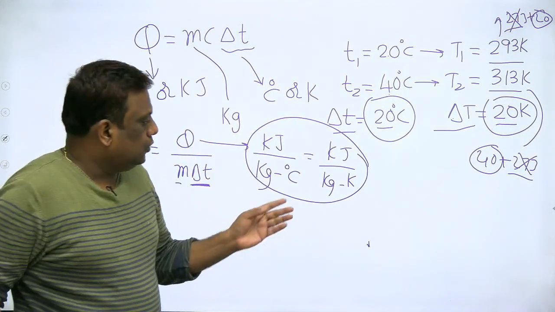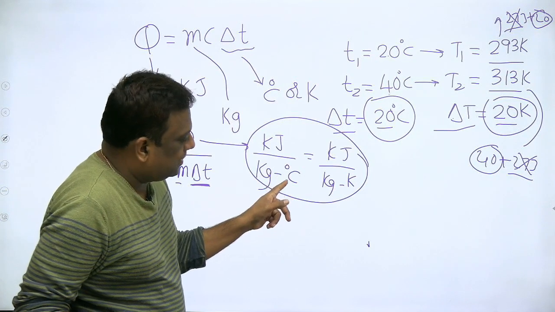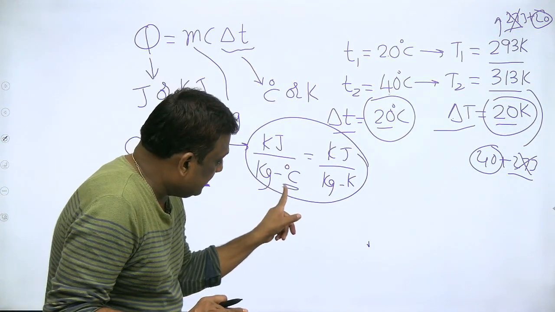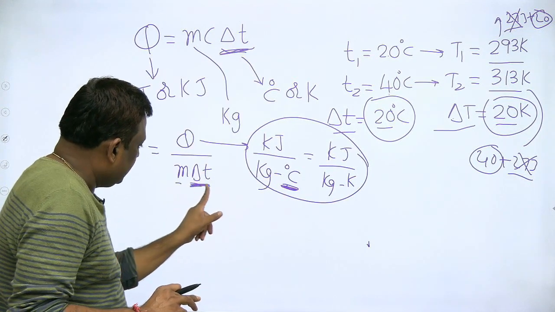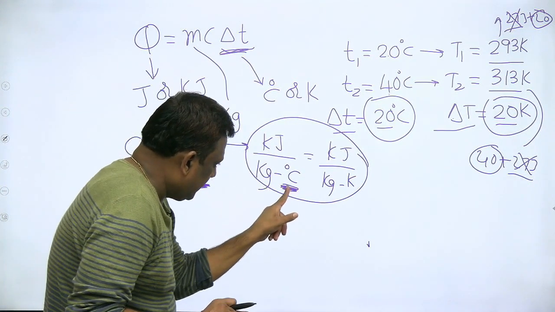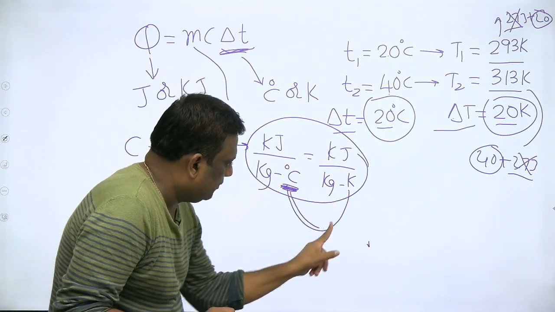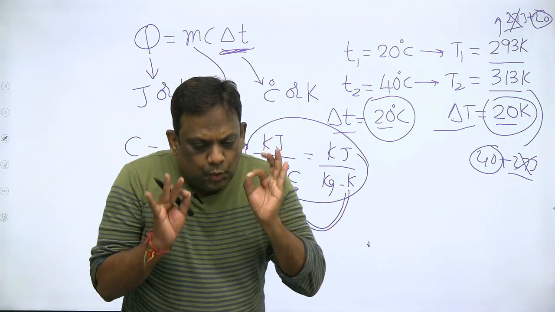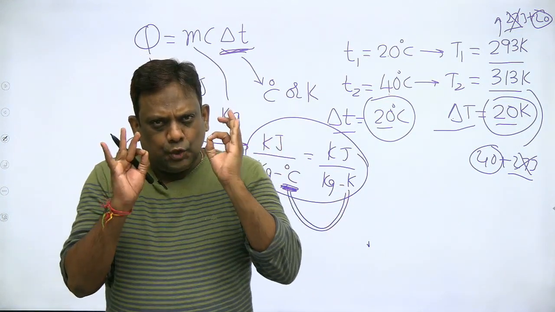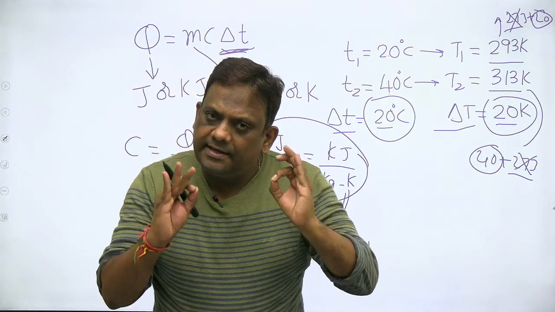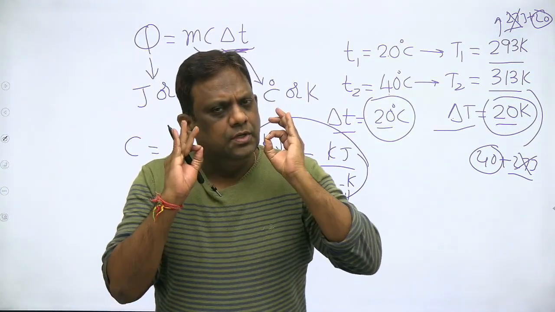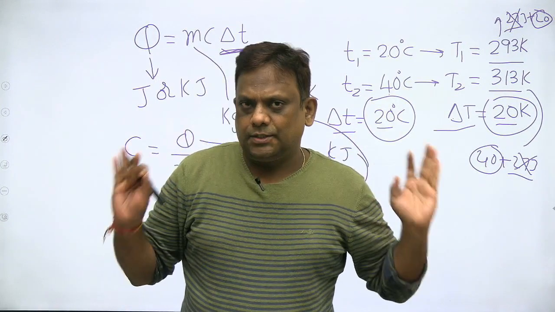So don't do like this, that if it is in centigrade then add 273. No. Here it is difference in temperature. Please note down that here it is difference in temperature. As it is difference in temperature, both will be same. So the unit of specific heat is kilojoule per kg Kelvin or kilojoule per kg degree centigrade. Both amount to the same meaning, no issues at all.